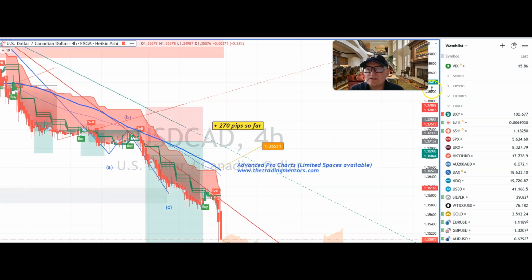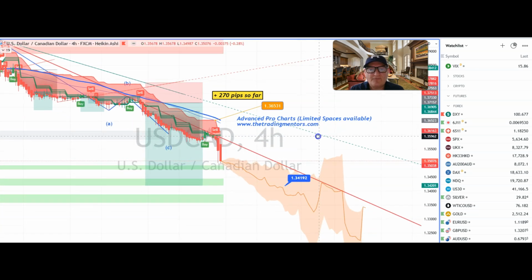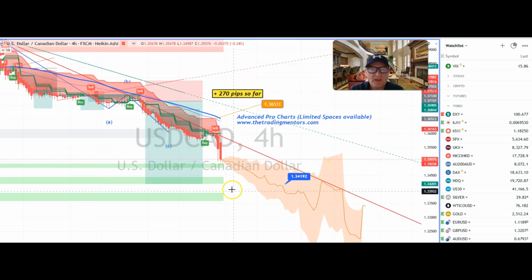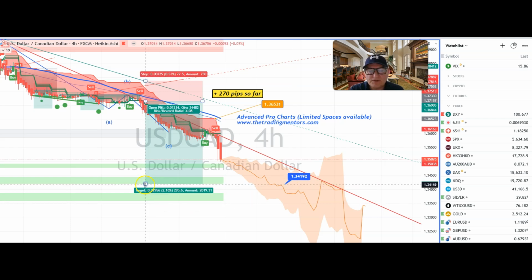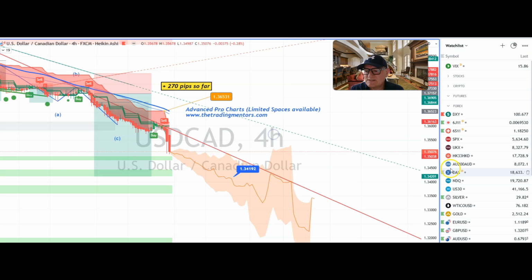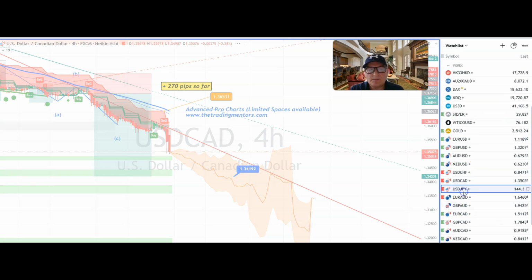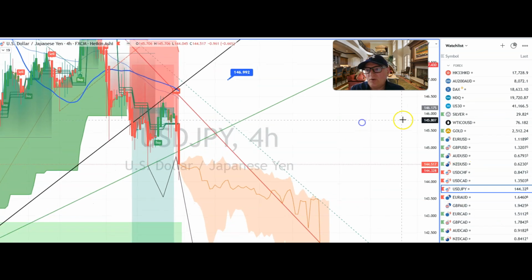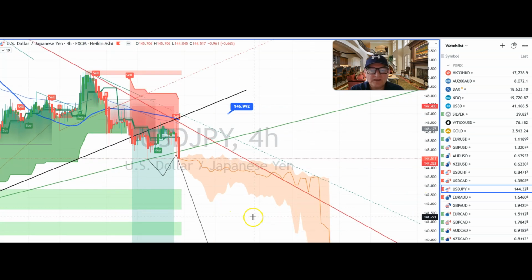US Canadian, I mentioned this earlier. Nice 270 pips so far. Heading for 134.19. I do not have a target on this. My targets are open, but I do post the targets in the signal page. If you want to jump in there, totally up to you, or not. I don't care. I make my money in the markets.